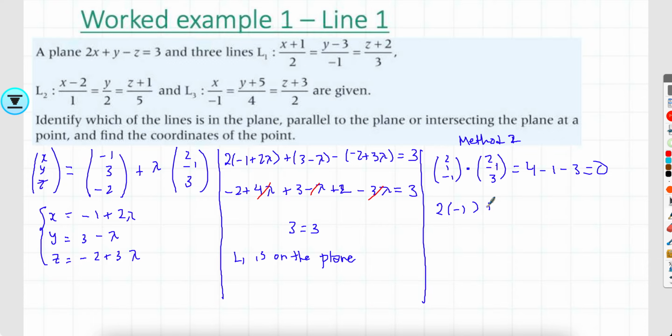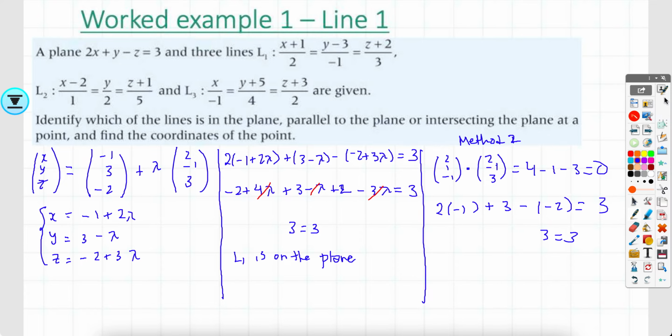So -1 plus 3 minus 2, and it should give me a 3. And if you simplify this, it will give you these numbers, plus 3 and 2. So basically this is exactly what we did here, but instead of doing it in 2 separate steps, we're doing it all combined into 1 step. That's why this method is more well-rounded, basically. So 3 equals 3, so L1 is on the plane. So just to show this method works.